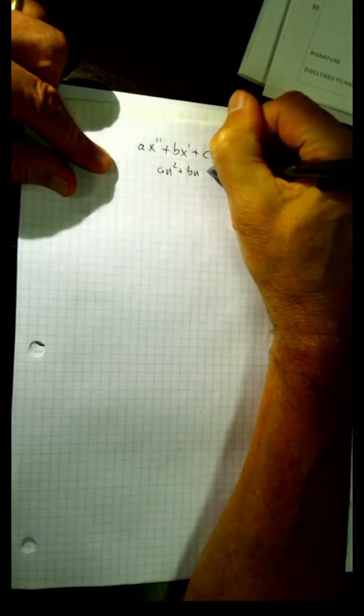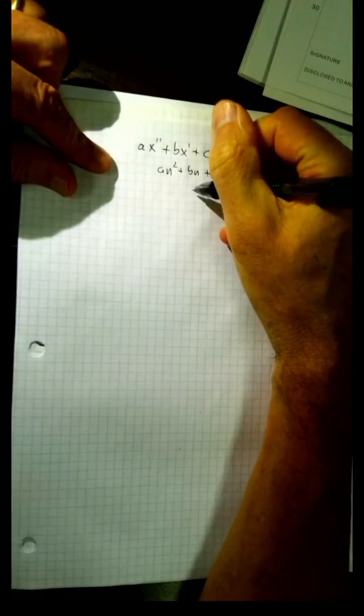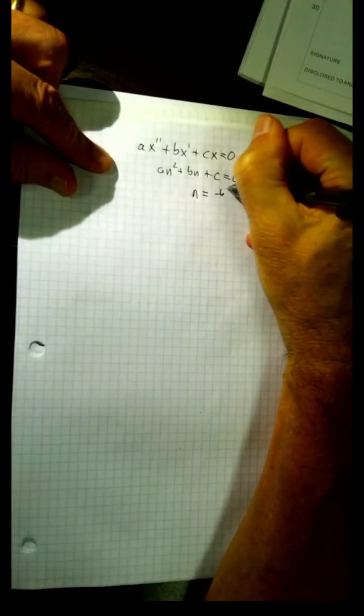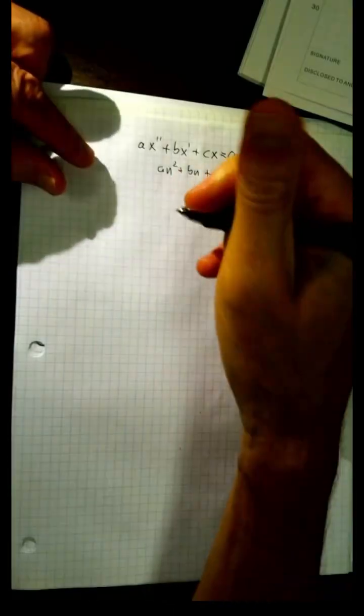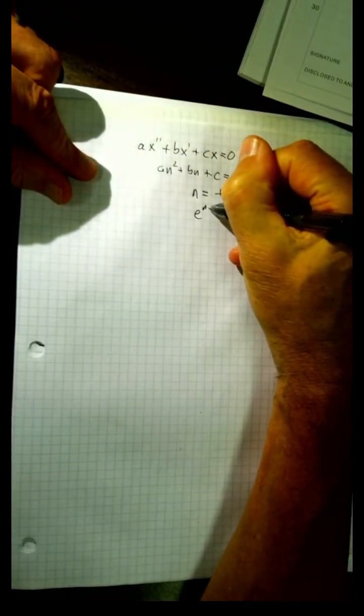We know that an squared plus bn plus c equals 0, and there's only one solution that looks like minus b over 2a, and b squared minus 4ac is 0. So we're assuming this is all what's happening. And I'm going to know that e to the nt, where n is minus b over 2a, is a solution.